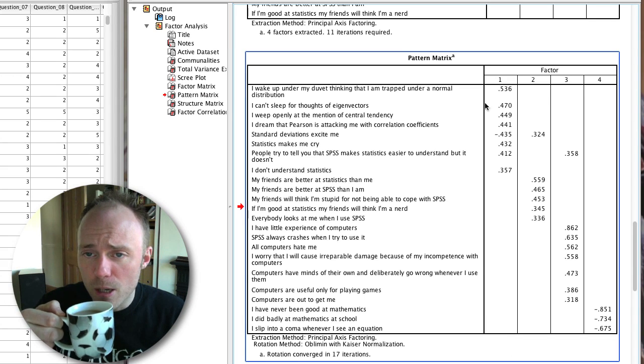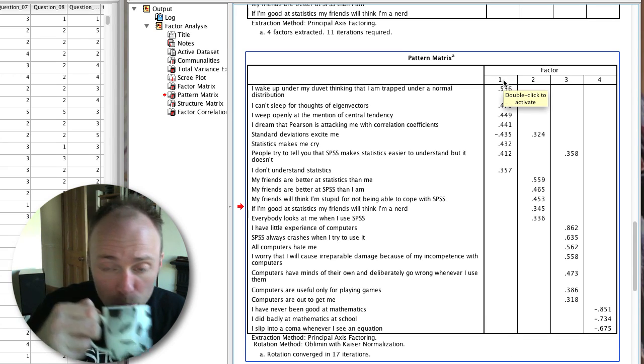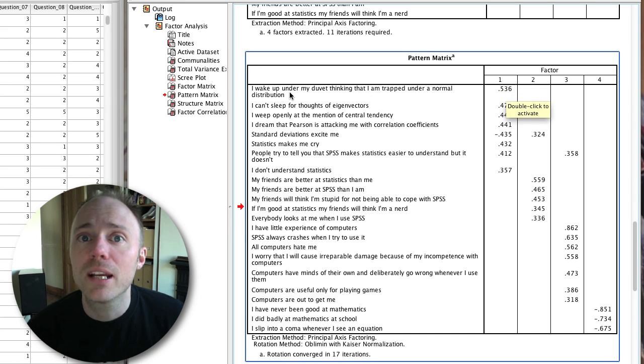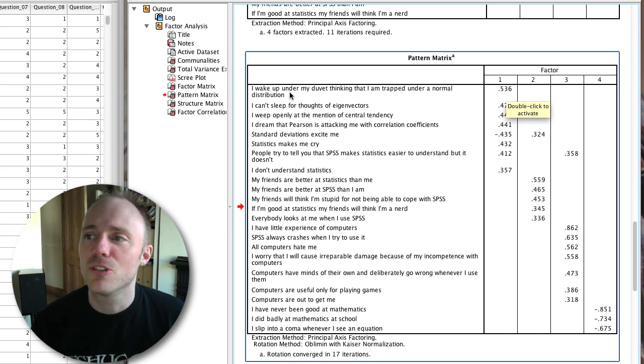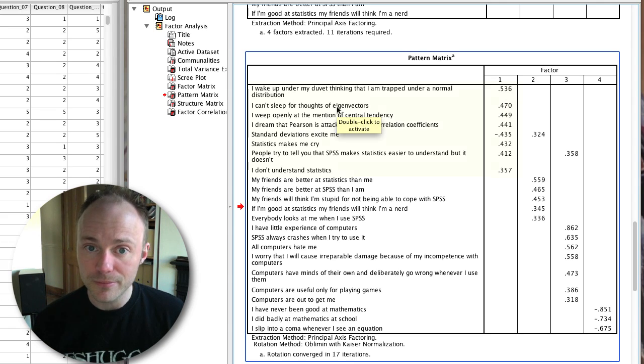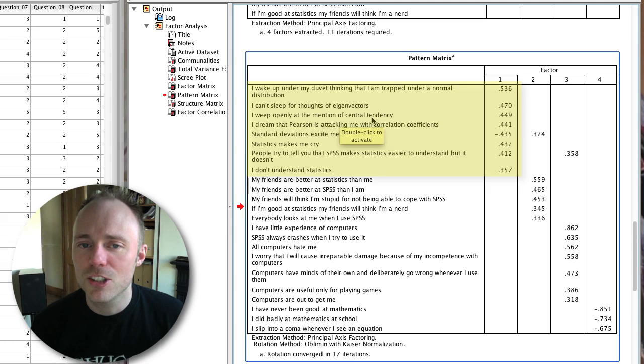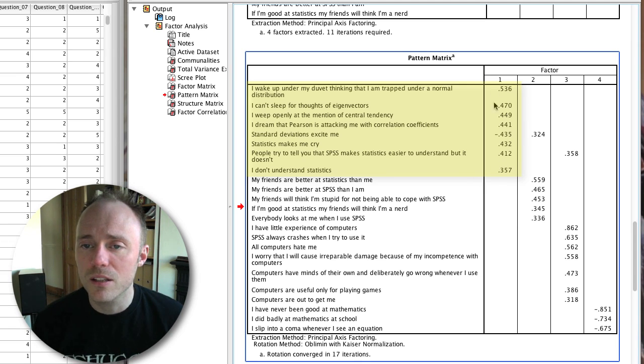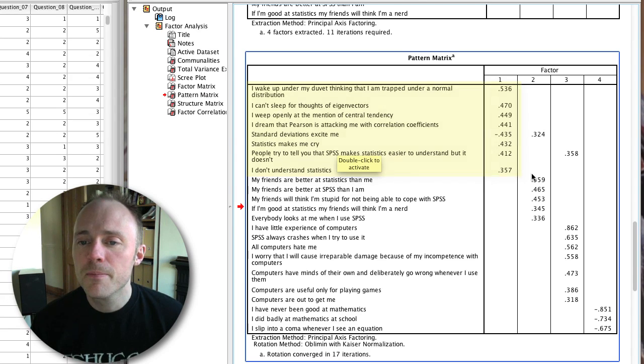So we can see, for example, for factor 1, what variables loaded highly onto it. It's questions like "I wake up under my duvet thinking that I'm trapped under a normal distribution," or "I can't sleep for thoughts of eigenvectors," "I weep openly at the mention of central tendency." So these are all statistical concepts. So it's a fear of statistical stuff, and we've got a cluster of them that all seem to have a common theme.